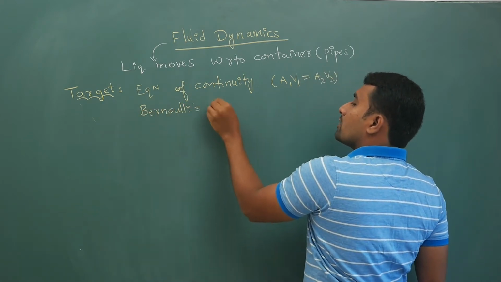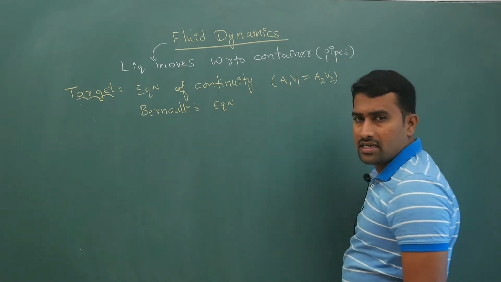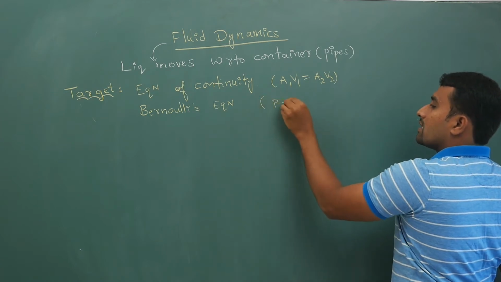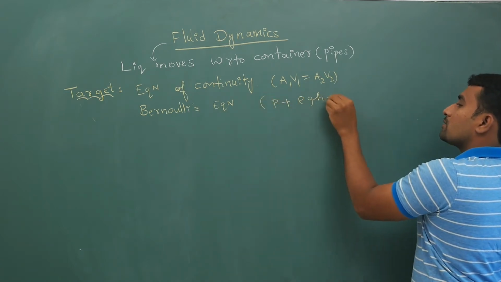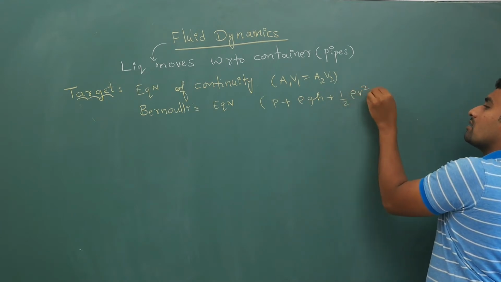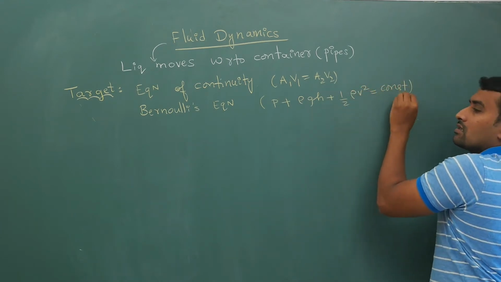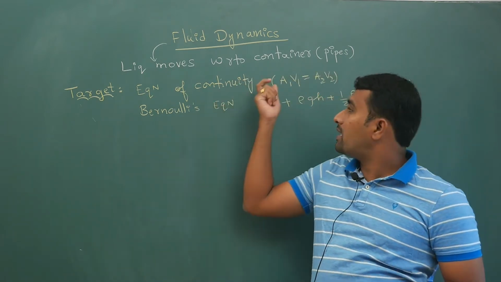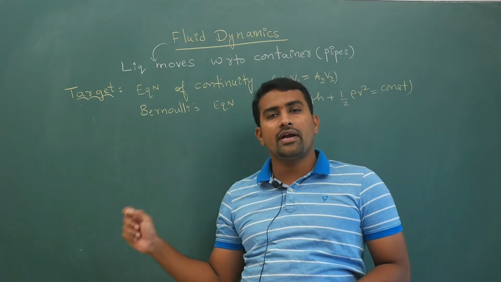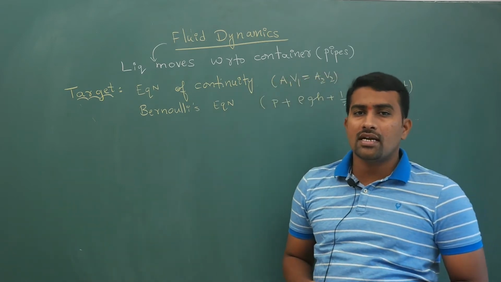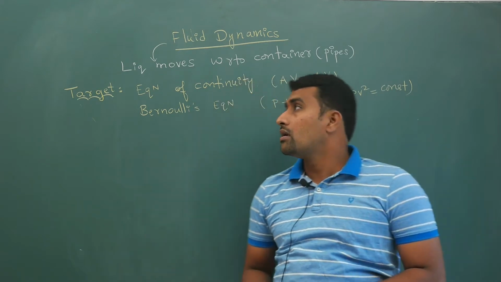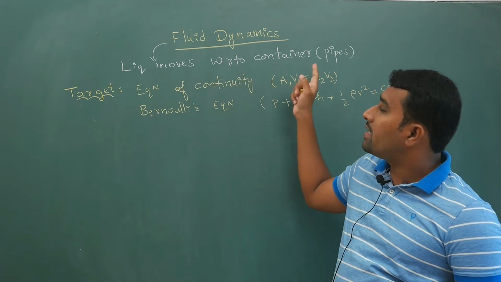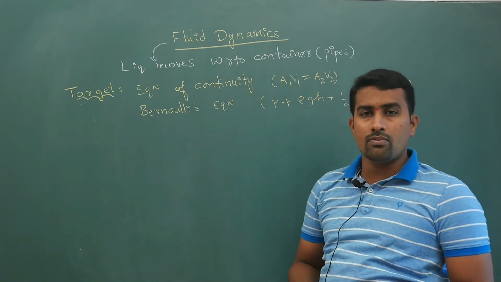Any problem that you give me within the limits of the IIT JEE and NEET syllabus, I am going to use only these two equations, that is P plus rho g h plus half rho v squared is equal to constant. So your target in fluid dynamics is to be able to apply these two equations for ideal fluids. What is an ideal fluid? I will tell you now. Remember, this chapter's target is this, and we are indirectly referring to fluid flowing through pipes.